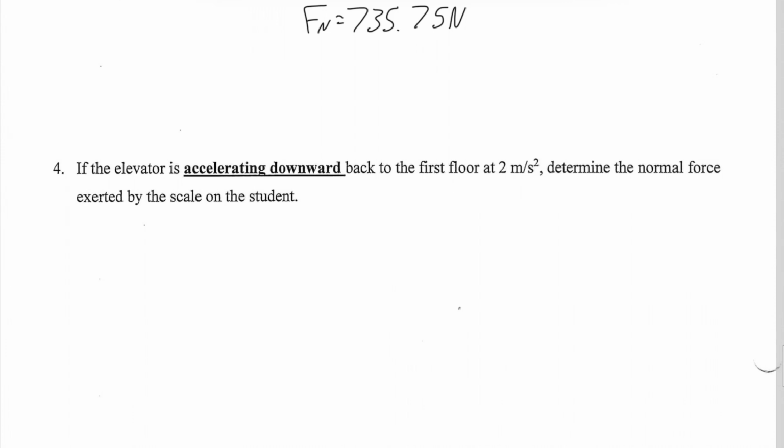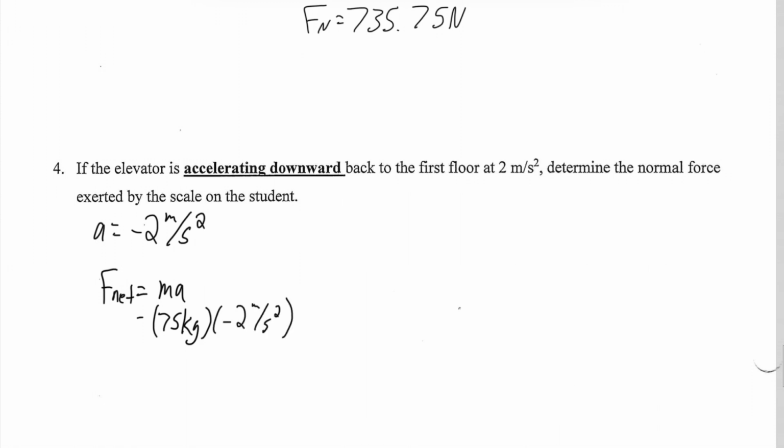Okay, so if the elevator is accelerating downward, back to the first floor at 2 meters per second squared, determine the normal force exerted by the scale on the student. So we'll write out our acceleration. It's going to be equal to negative 2 meters per second squared. So from here, we can find what our net force is equal to. It's equal to mass times acceleration. Plug in our mass of 75 kilograms and our acceleration of minus 2 meters per second squared. And we will find that our net force is going to be negative 150 newtons.